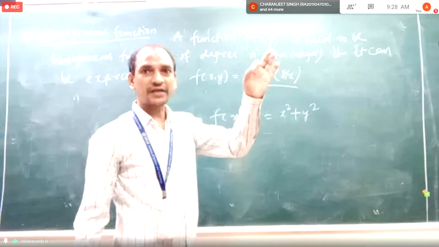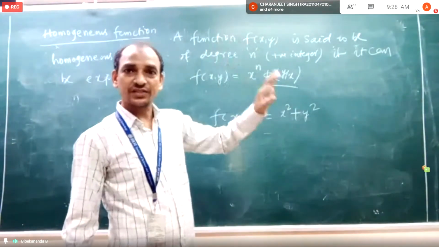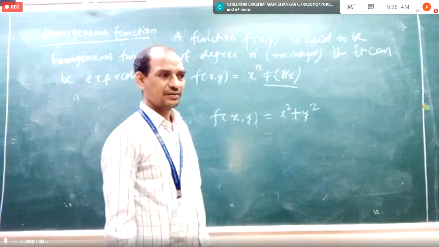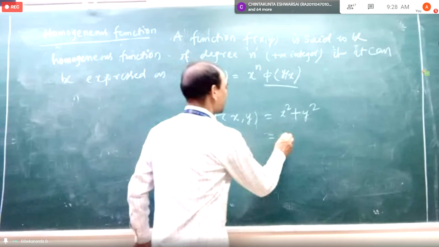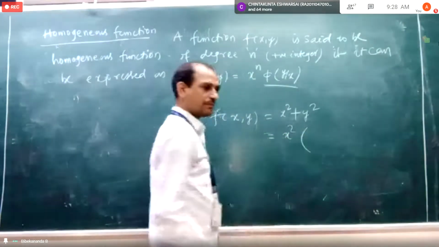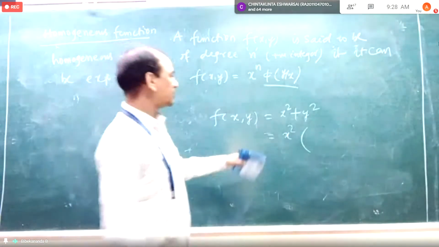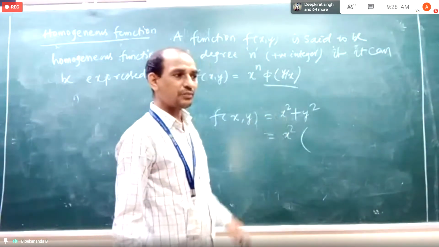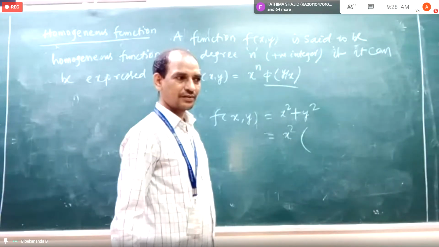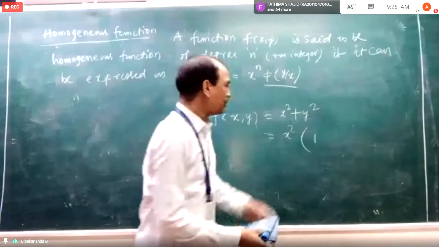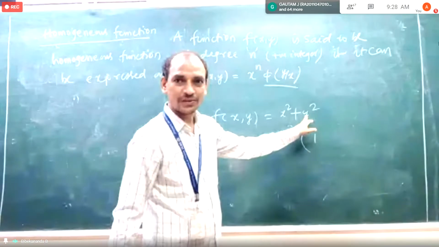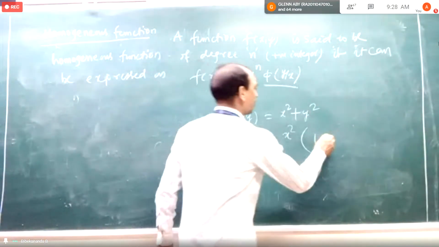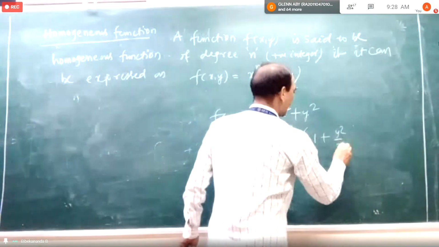The term with the minimum degree of x should be taken out. What is the minimum degree of x here? x square. Take x square common. From this term I take x square common, so what is the remaining term here? 1. And from this term also I am taking x square common, so what will be the term there? y square by x square, plus y square by x square.